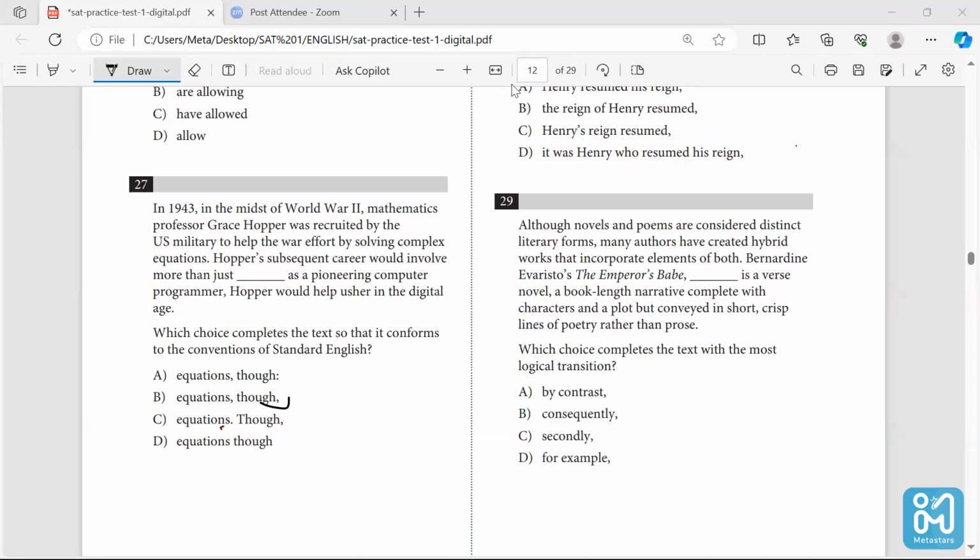Yes. I got muted. It's between A and B, but I think it's maybe A. Why is it A? Well, it goes from one sentence to the other. So you remember, guys, the first sentence up to here, and it also explains it. Yes, the first sentence here, يا جماعة, it comes up with a certain idea: recruited by the U.S. military to help the war effort by solving complex equations, right?